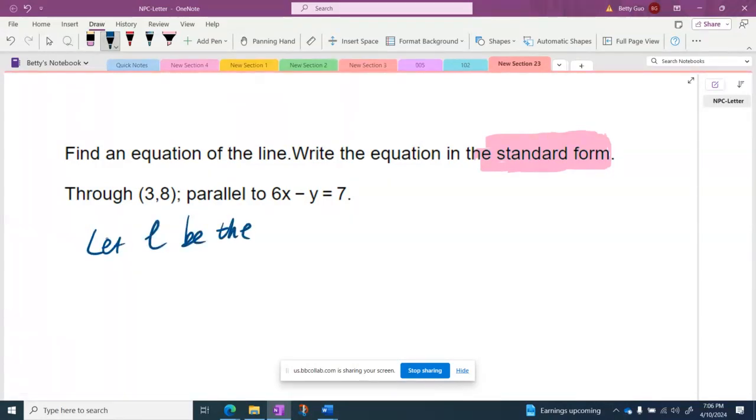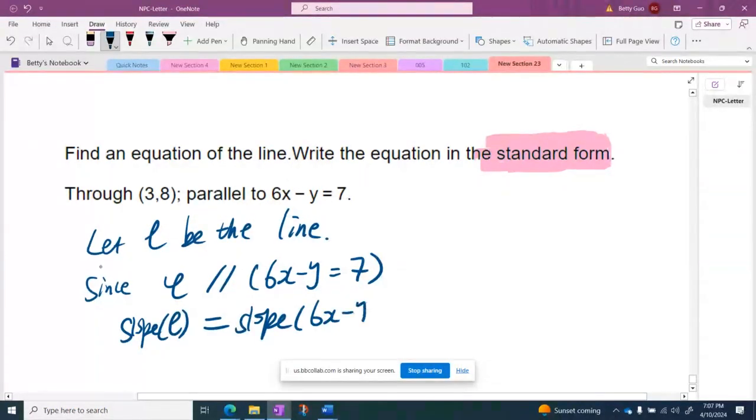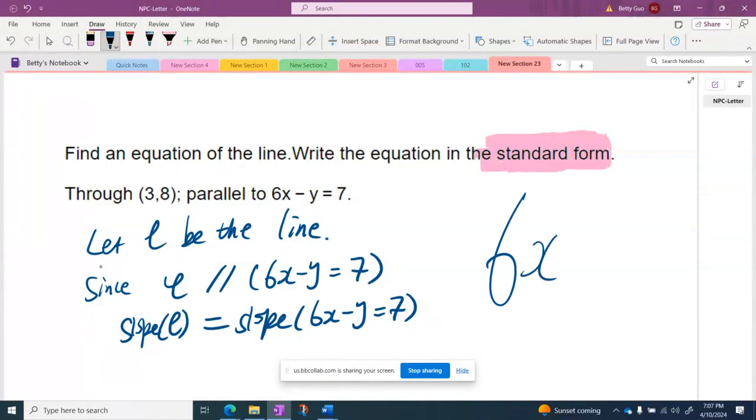Let L be the line we are looking for. Since L is parallel to 6x minus y equals 7, the slope of L equals the slope of 6x minus y equals 7. Okay, I give you 1 minute. Can you help me to find the slope for 6x minus y equals 7? And share your answer in the chat.